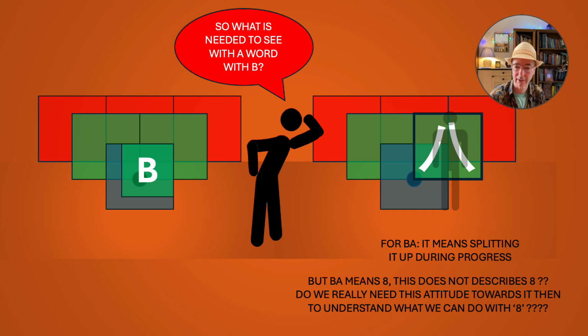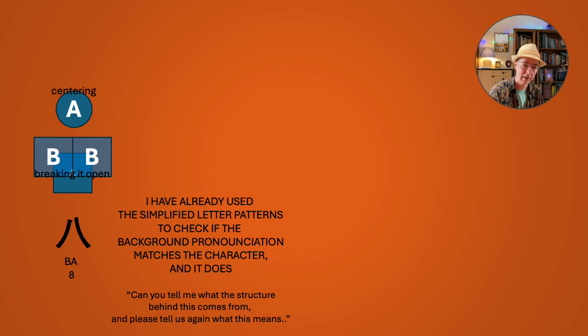Why this attitude towards 8 is needed, because it's needed to understand everything we can do with 8, which is related with the number 8, or actually the counting of 8 and how we count 8 and how we see that counting as quickly as possible. I already had in a previous video this pattern, the simplified pattern, which the B says is breaking open and A says is centering. So it's both, it's keeping the center and breaking it open. So that matches the sound. Until there, you're with me, the character matches the sound combination.